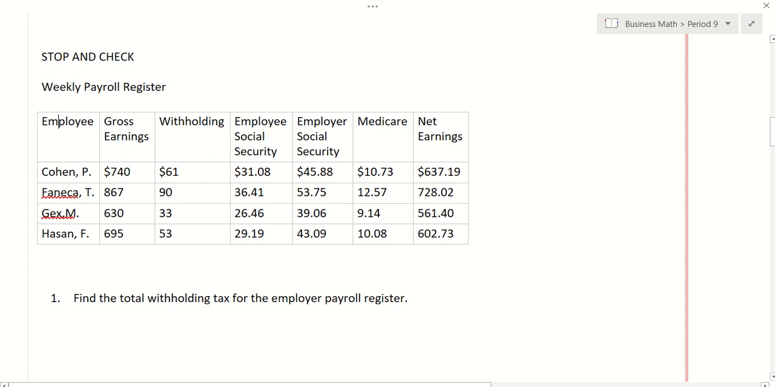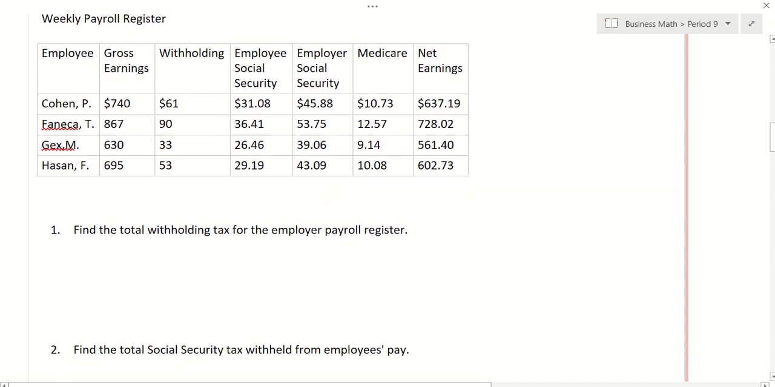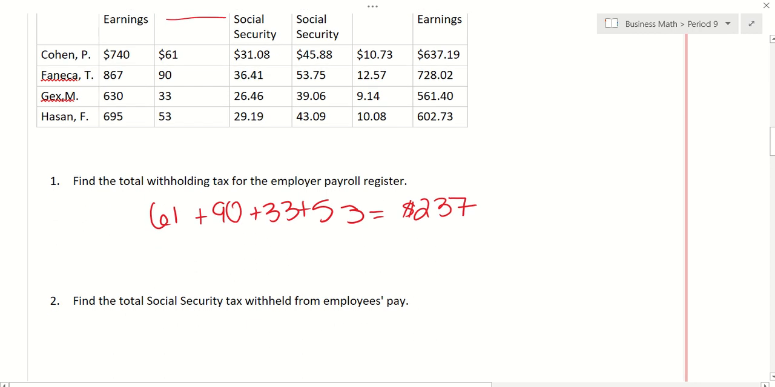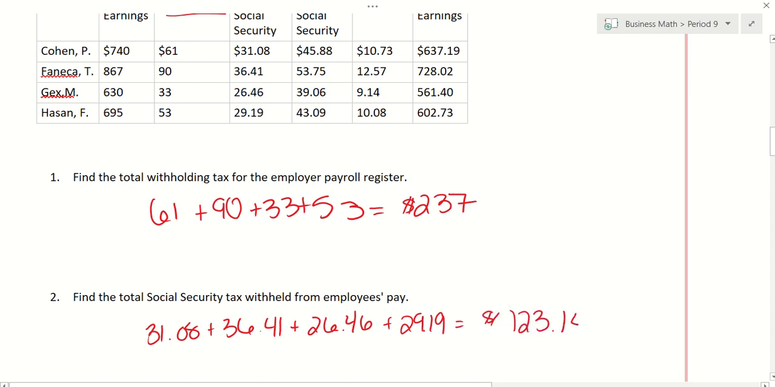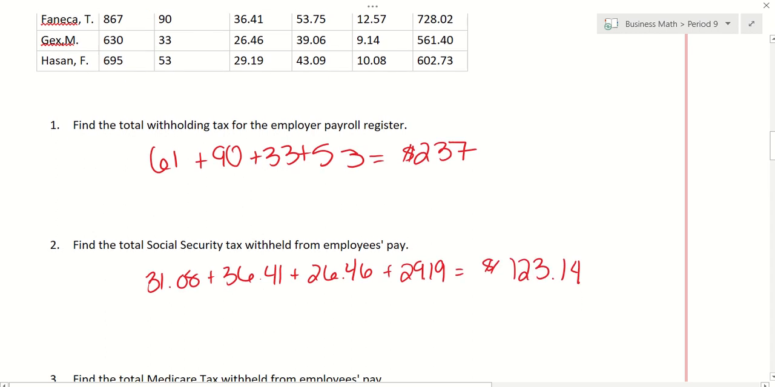Okay, for number 1, it says find the total withholding tax. So we're just going to add up the column, technically the third column, that says withholding. So 61 plus 90 plus 33 plus 53, and that gives you 237. Now find Social Security. So we add up the next column, 3108 plus 3641 plus 2646 plus 2919. This one gives you 123.14.